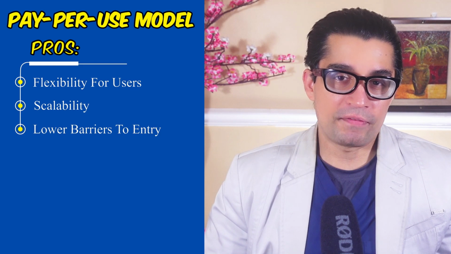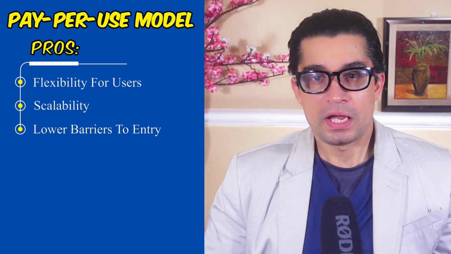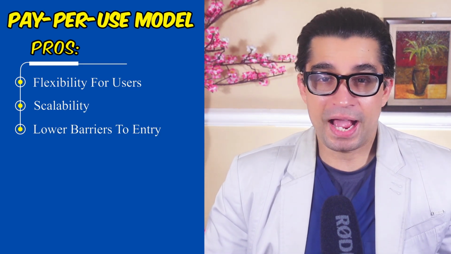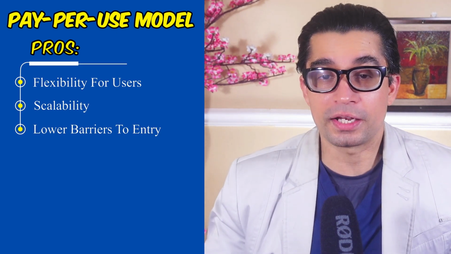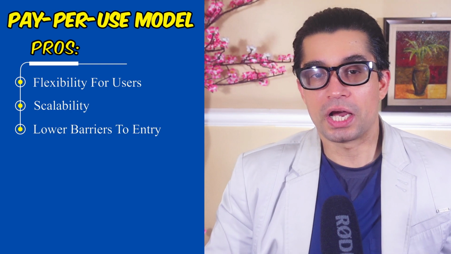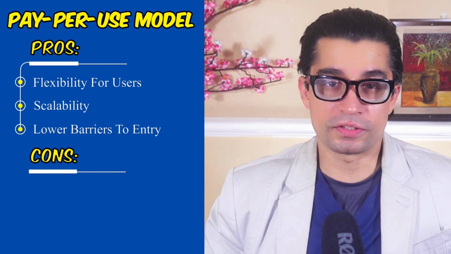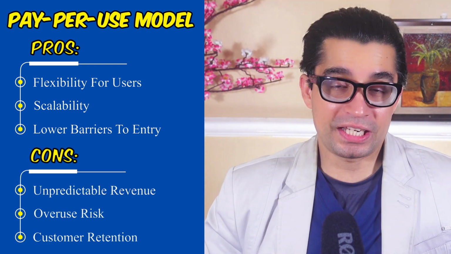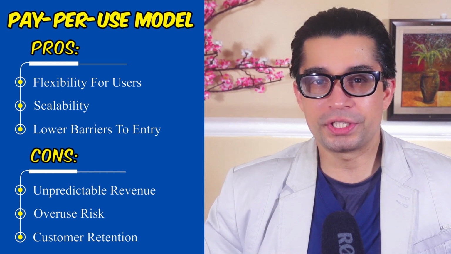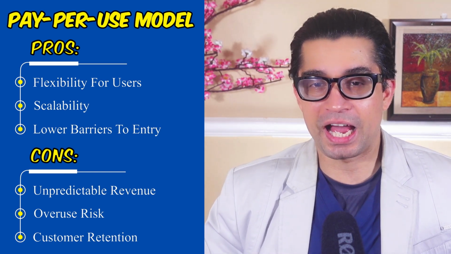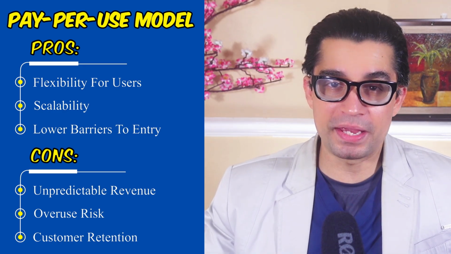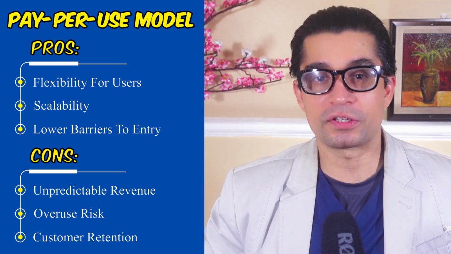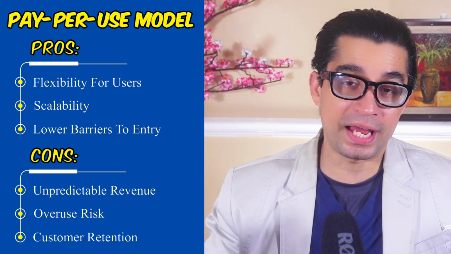Of course, then you have a lower barrier to entry, more accessible for customers hesitant about large upfront costs, and who is not hesitant about large upfront costs. Then we have the cons, of course. So it's unpredictable, and fluctuations in usage can lead to variable income, and a lot of businesses and startups want to know how much they will be making this quarter. They don't want too many fluctuations, or they want it to go up but actually not go down.